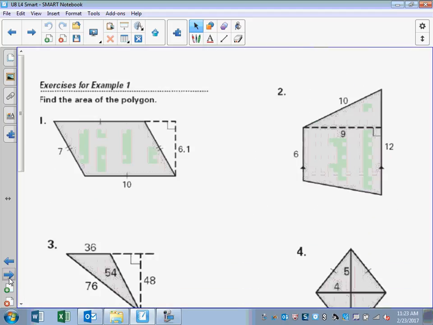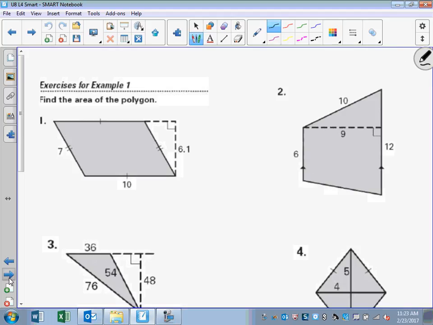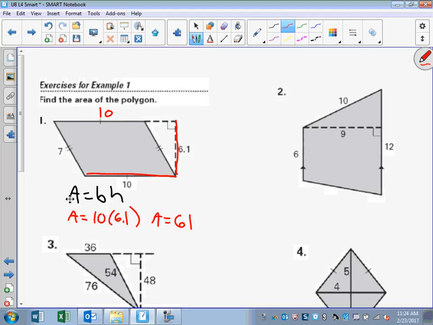Okay. So, for an example, number one, what kind of shape is it? We got a parallelogram. So if you look on your formula sheet, you know that the area is going to be base times height. So luckily they give us the height over here. We don't even have to figure it out. The base is the top and the bottom. So if this is 10, the other base is 10. You only need to use one of them. So we got A equals 10 times 6.1. So the area is just 61. So that's pretty easy.